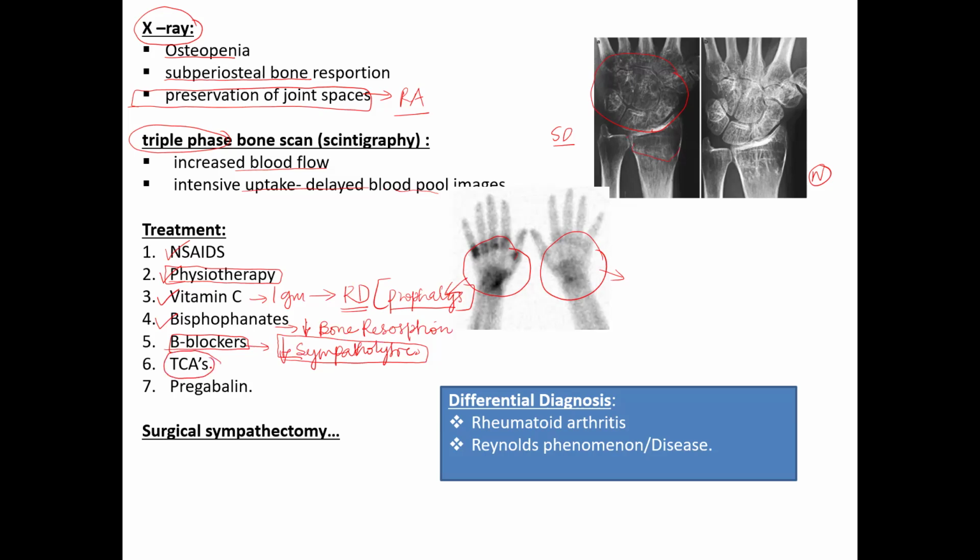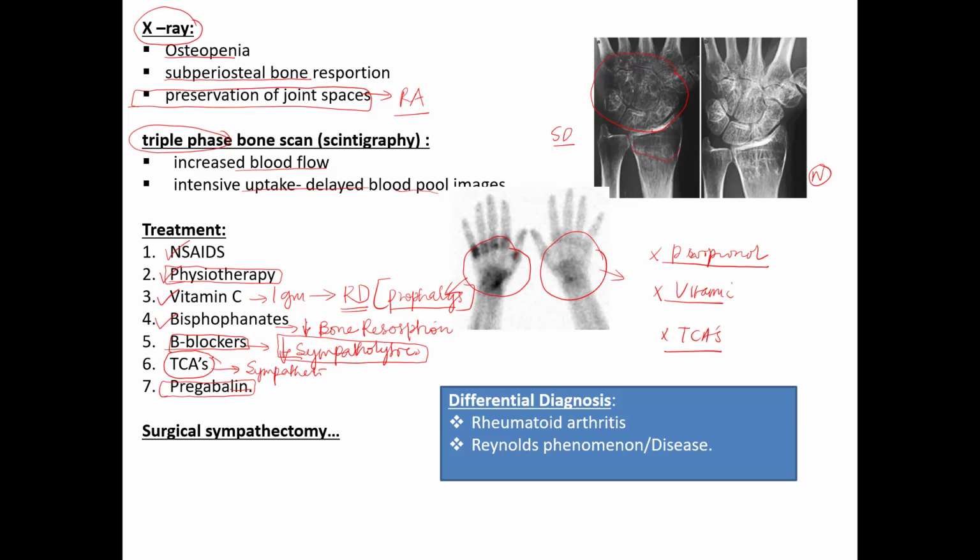Then tricyclic antidepressants. They are also centrally acting sympatholytic drugs. Then you can give pregabalin symptomatically if the patient is having burning or something like that. I prefer to give 3 drugs. One is propranolol, and the response to this is very good. I give propranolol, vitamin C, and some tricyclic antidepressant for a longer time, and all three are safe drugs. We can give them for months together.